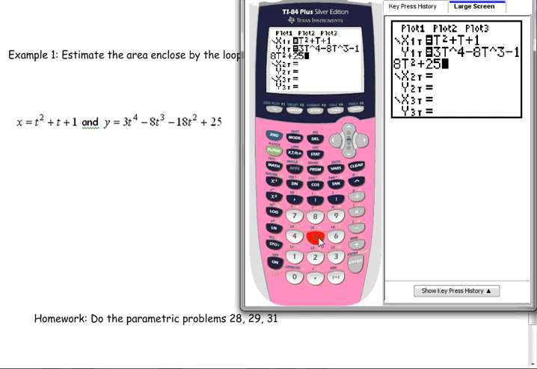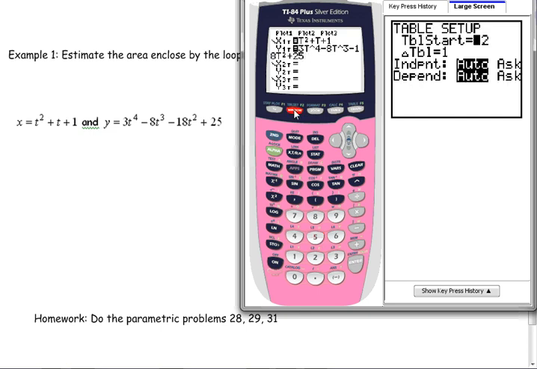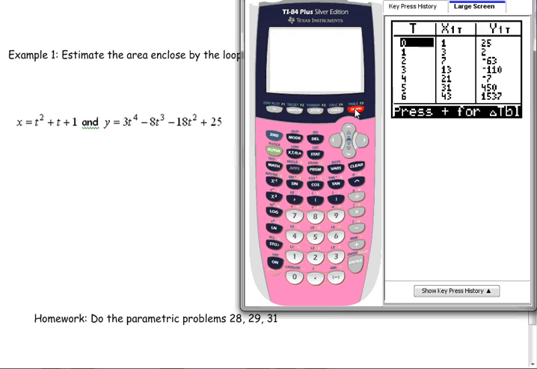Okay, so pay attention. I don't know what to set my window at. So you know what I'm going to do? I'm going to go second table set. Honestly, I don't know what to set my window. I know my x's are going to be pretty easy. Let's start at 0. We might want to do negative time, but we'll see. And then go second table.